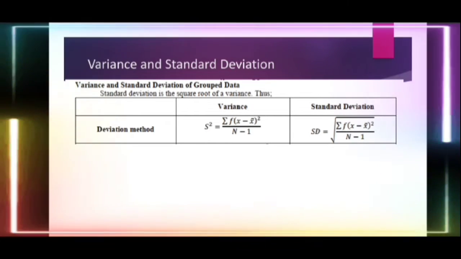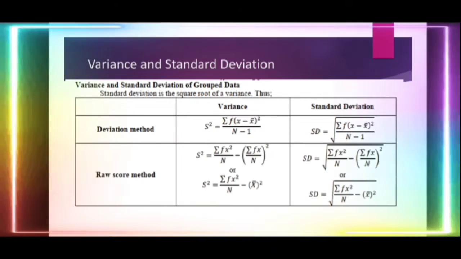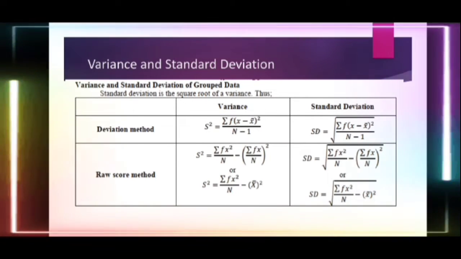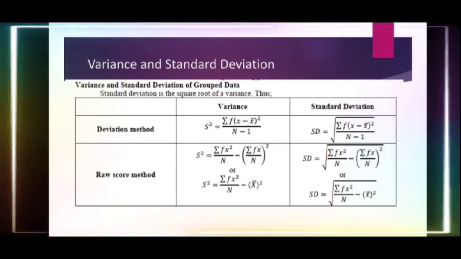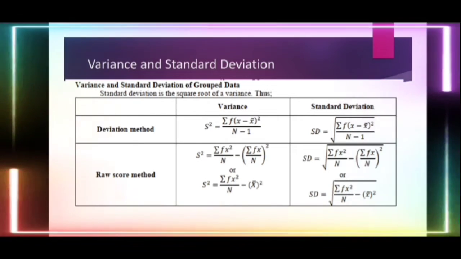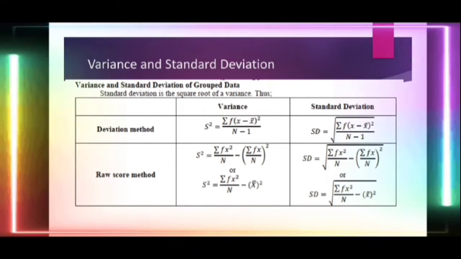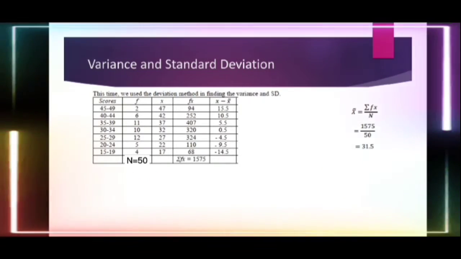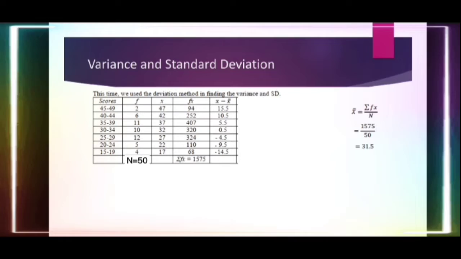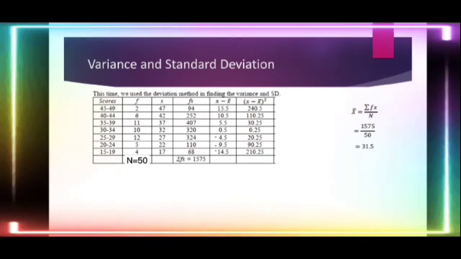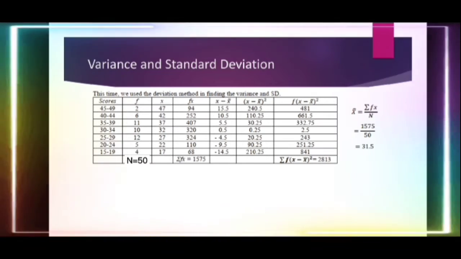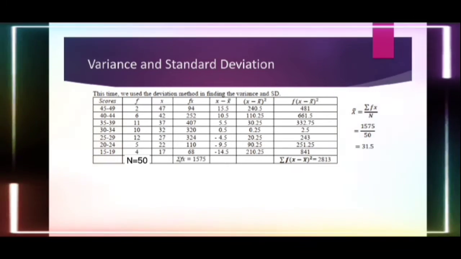Just like in ungrouped data, standard deviation is the square root of a variance. And we have here two formulas to choose from. We have the deviation method and the raw score method. Raw score method is preferable if the mean is a non-terminating decimal. In our given example, we need to get the square of the difference between the midpoint and the mean, and then multiply the product of the frequency and the square of the difference.